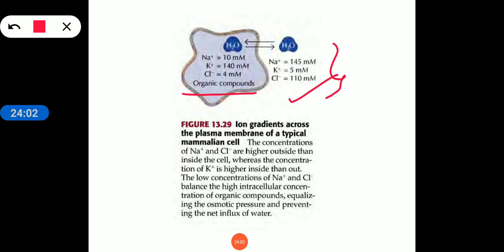So if a large number of organic compounds are already present inside the cell, and an equal amount of molecules is not present outside the cell, then the water will travel, it will be transported from outside to inside of the cell, and it will eventually lead to the swelling and bursting of the cell. Okay, so the sodium potassium pump also helps in maintaining the osmotic balance and cell volume.